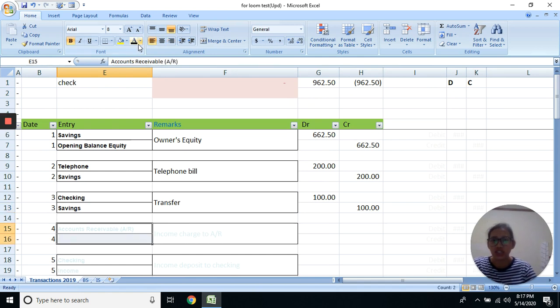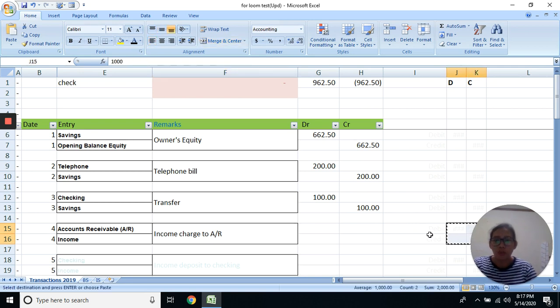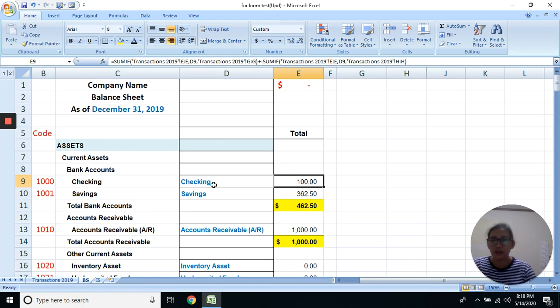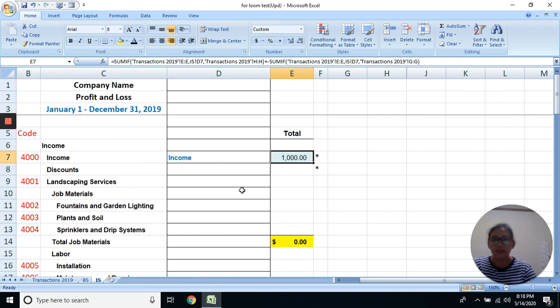The next transaction, we have an income of 1,000. The entries are debit accounts receivable 1,000, credit income 1,000. So the accounts receivable increases by 1,000 and our income increases by 1,000.